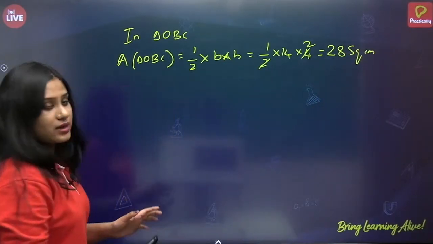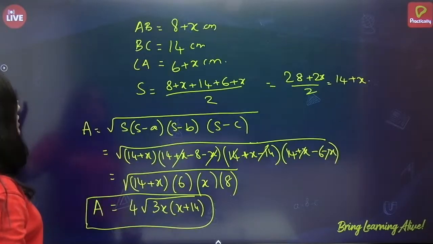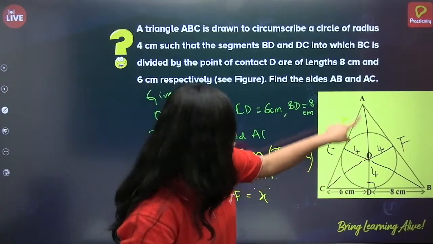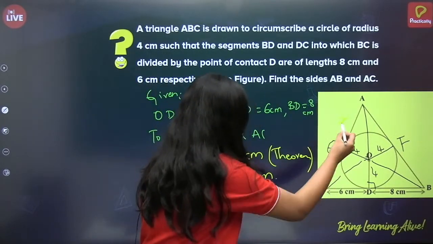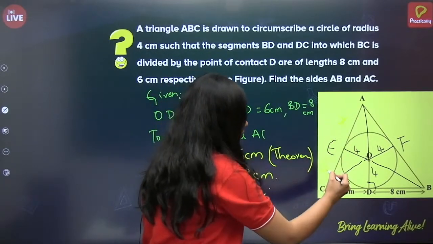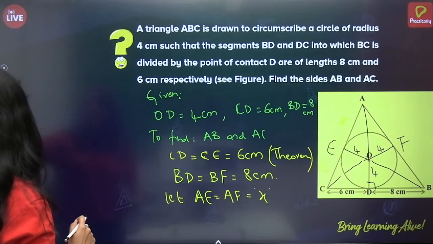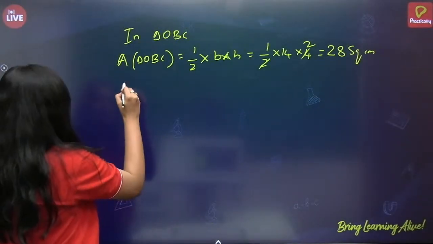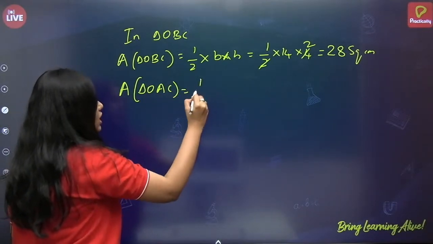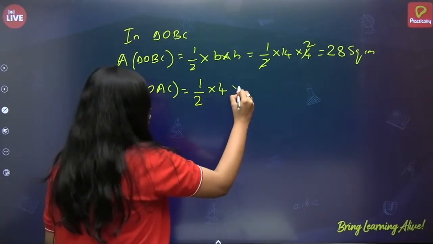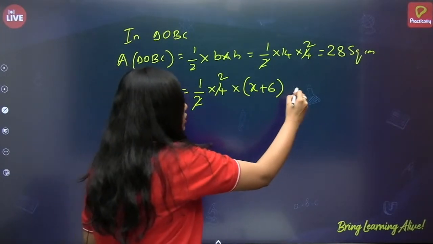Now one triangle we have seen, but we have to see how many triangles? All the 3 triangles. Let us see. Now again, in triangle OAC. So what is C? 6. This is x. So half into x plus 6 into 4. Correct? In triangle, area of triangle OAC is equal to half into 4 into x plus 6. So it is 2 into x plus 6.